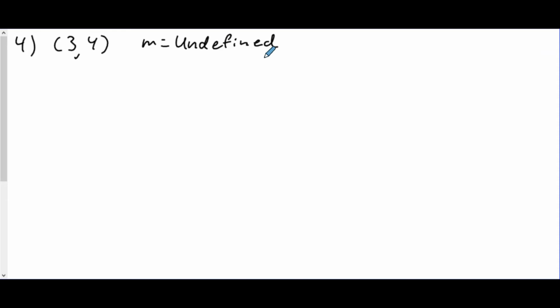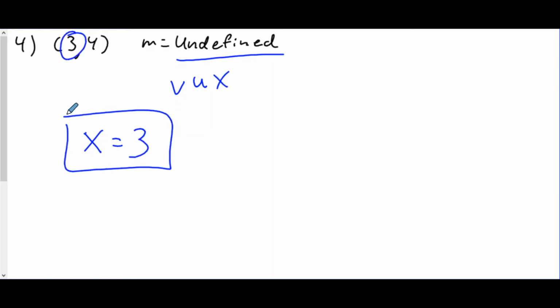But since I just did that last problem, I'm thinking about my special cases, and undefined makes me think about VUX. A vertical line has an undefined slope, and its equation must be x equals a number. Well, what does x equal if I look at this point? x is 3. So the equation has to be x = 3.